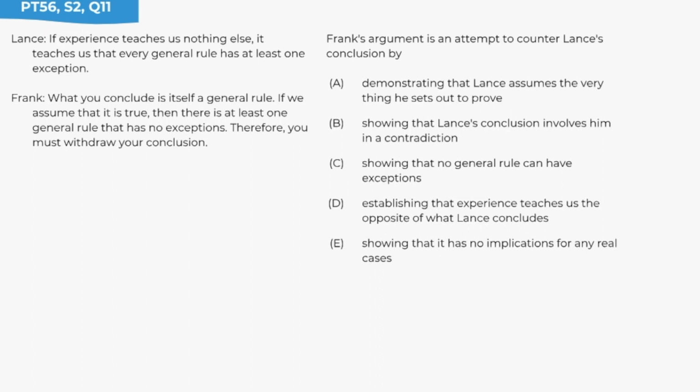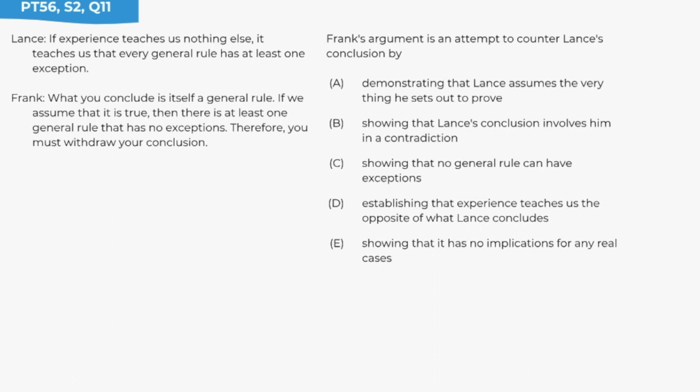All right, welcome back. So Lance says that every general rule has at least one exception. And Frank says, well, if we follow that idea, right, then there is at least one general rule that has no exceptions. Right? The exception to that general rule would be what Frank is providing here. And it doesn't really make sense to have at least one general rule with no exceptions and every general rule with at least one exception. Essentially, if we take Lance's idea and we run with it, we end up in a place that can't possibly be true. So what is Frank doing?